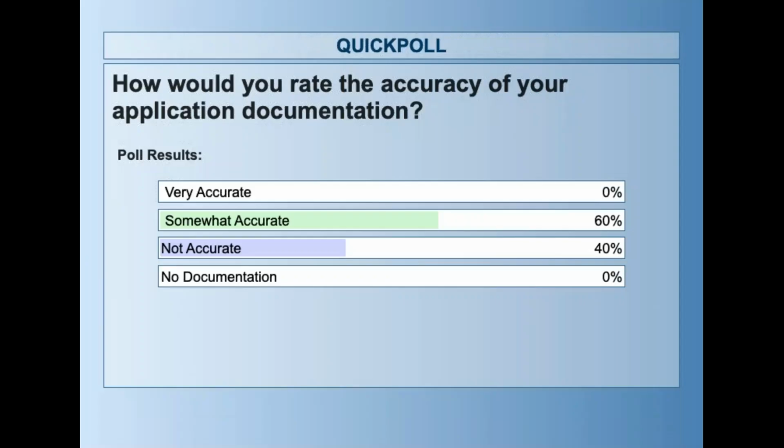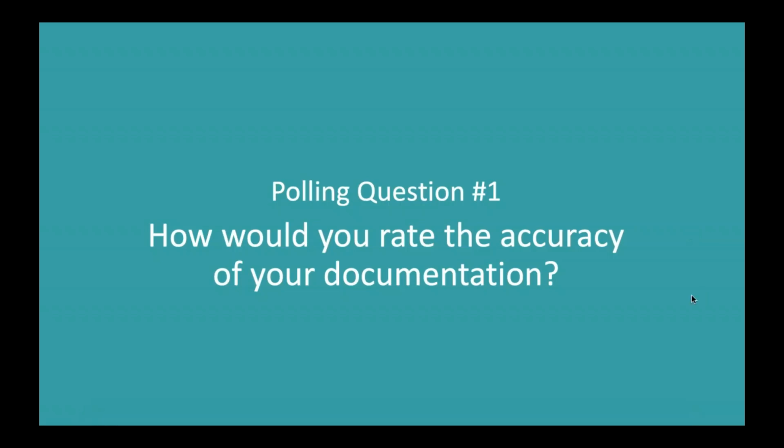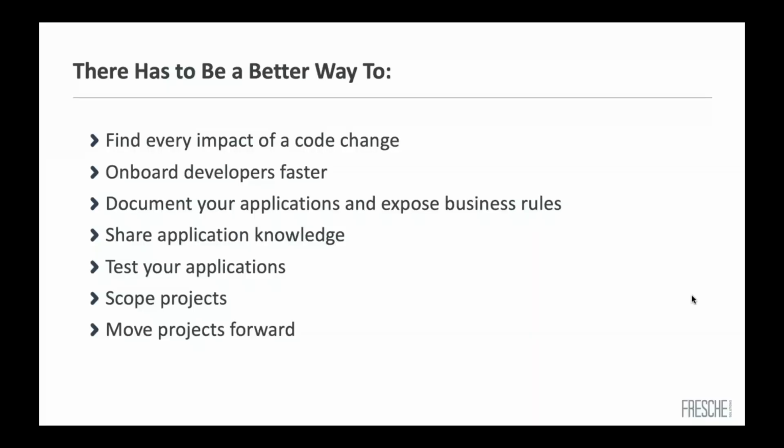Okay, so I think we've closed this out, and the poll results show that 60% feel that their documentation is somewhat accurate, 40% say it's not accurate at all, and luckily we have 0 that indicate they have no documentation. So that's great. That kind of reinforces the same experience that I've had. And so if we can't have confidence in the documentation, if we're not exactly sure, how do we address this problem differently?